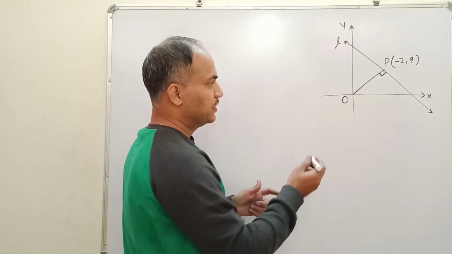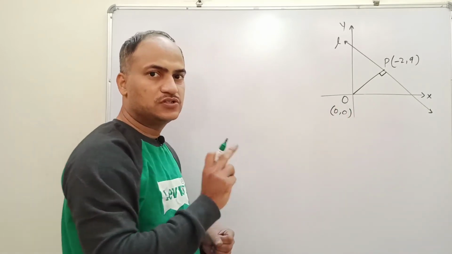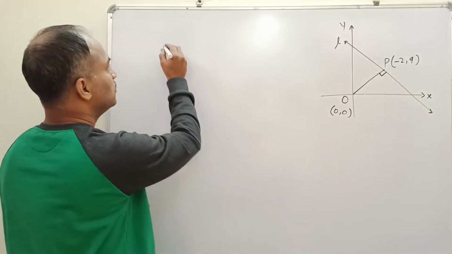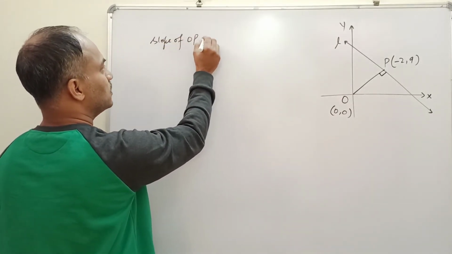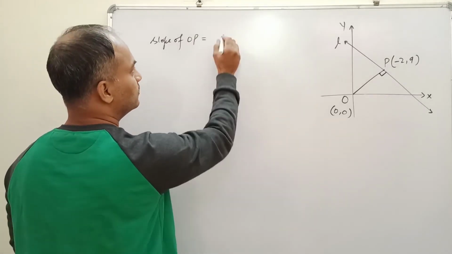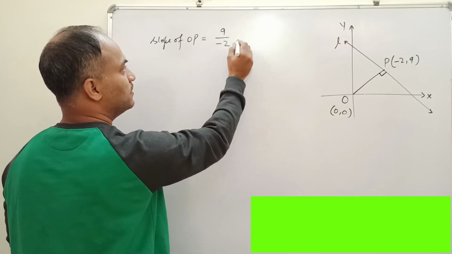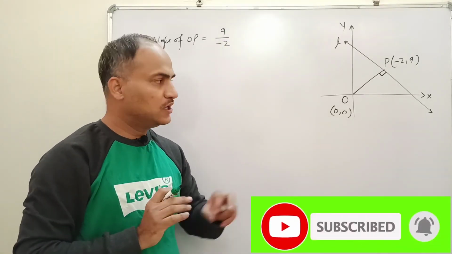We know the coordinates of origin are 0, 0. So we can find the slope of line OP. Slope of OP is equal to y2 minus y1 upon x2 minus x1. It means 9 upon -2. Okay, this is slope of OP.